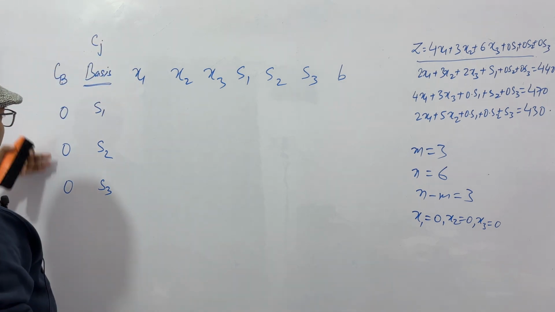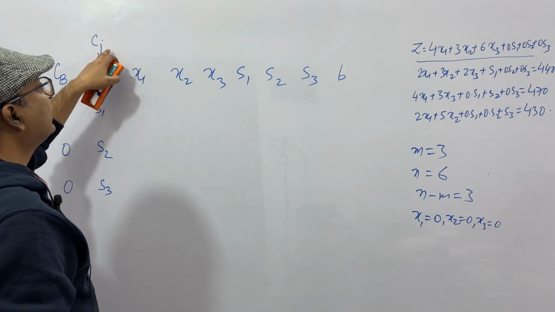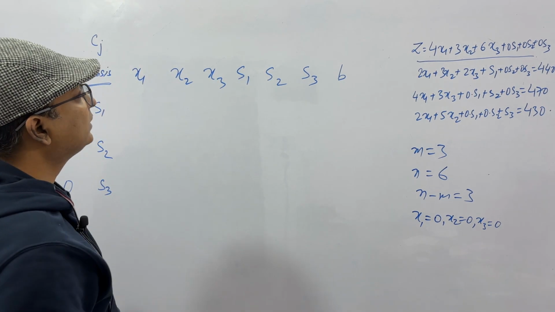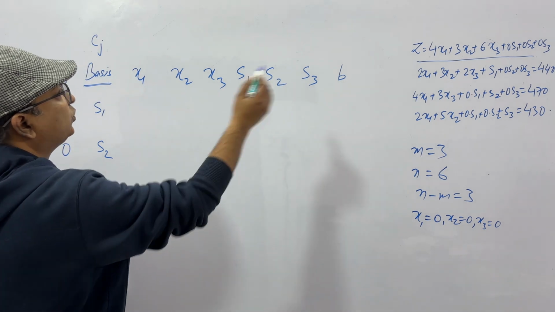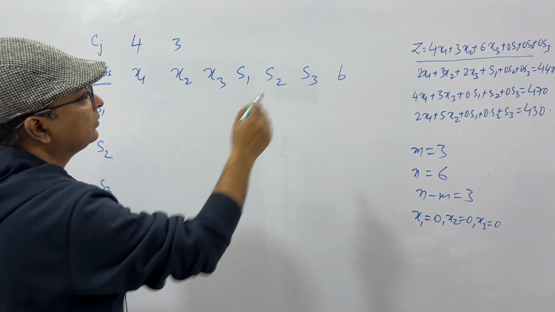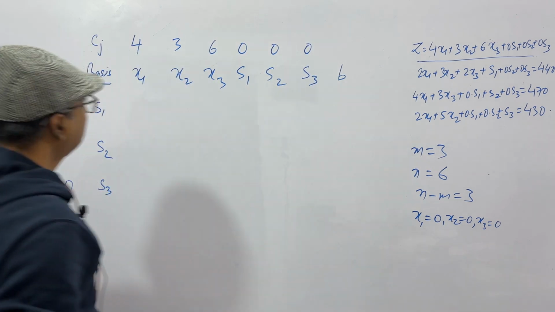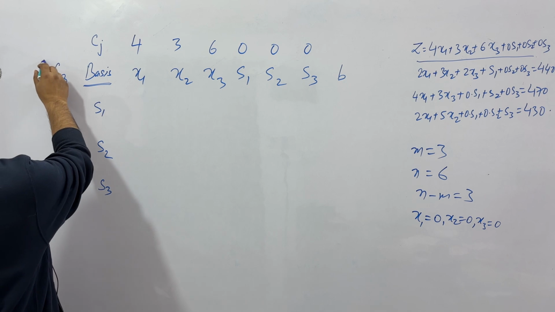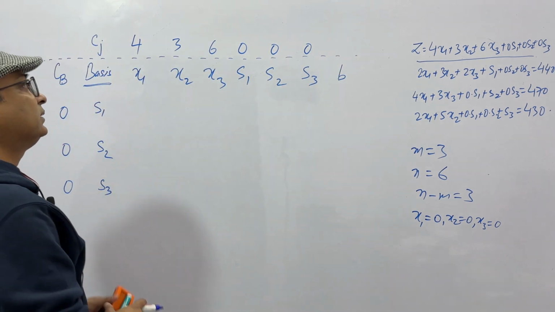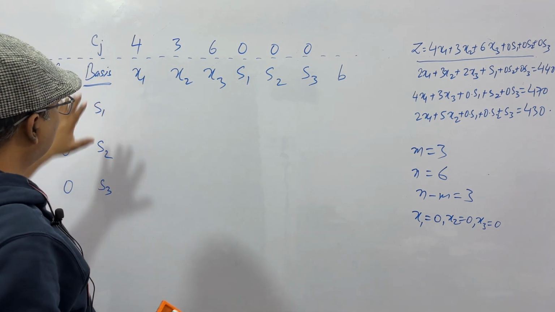Here what we did, we took the coefficients of the basic variable. Here we will take the coefficients of all these variables in the objective function. What is the coefficient? For x1 it is 4, so we'll write 4. For x2 it is 3. For x3 it is 6, and then we have 0, 0, 0. Clear what is Cj? Cj is a row that contains the coefficients of these variables in the objective function. Clear up to now?